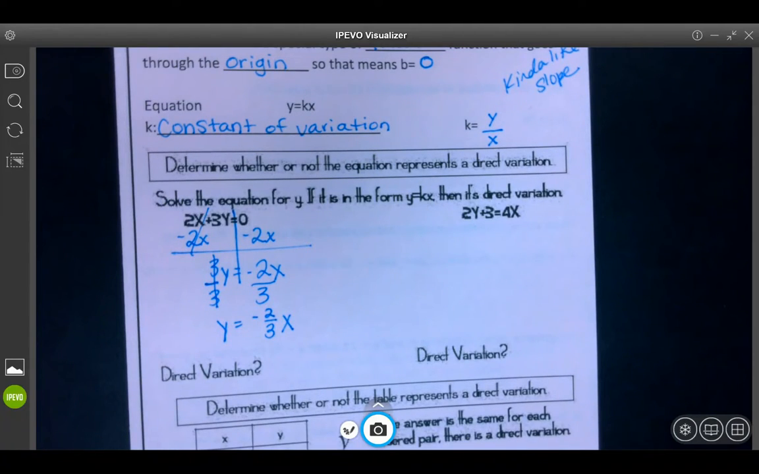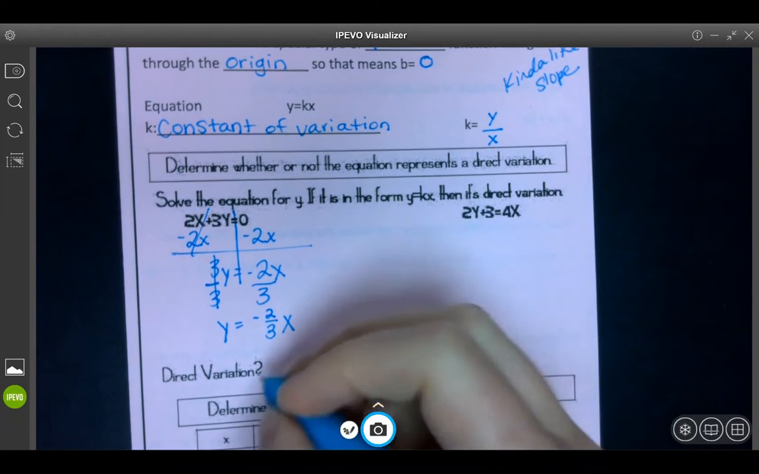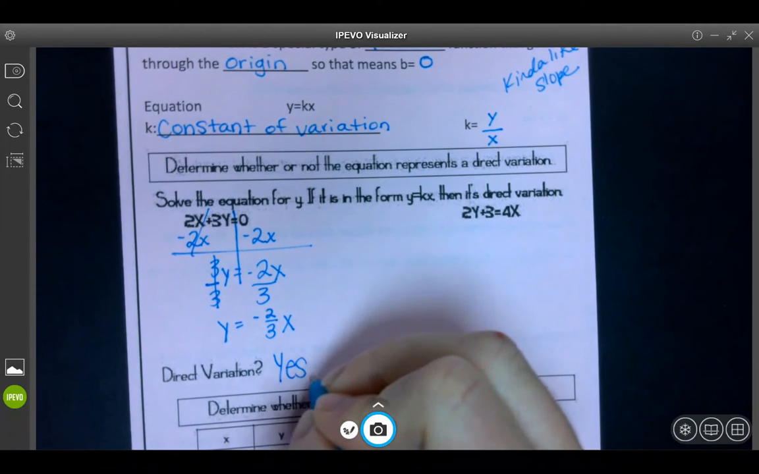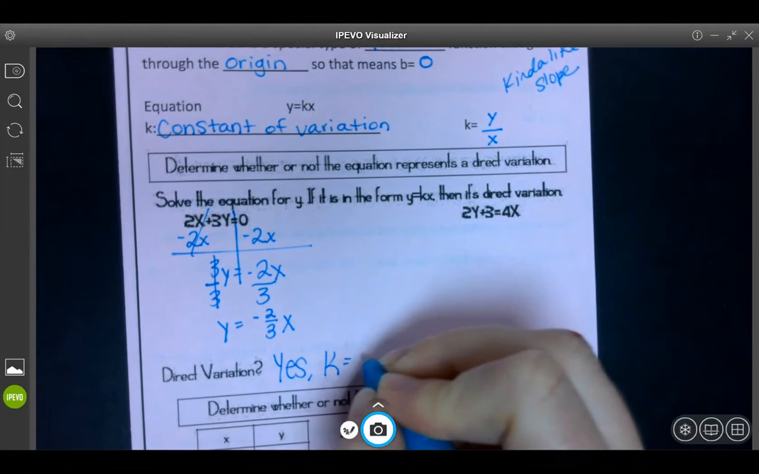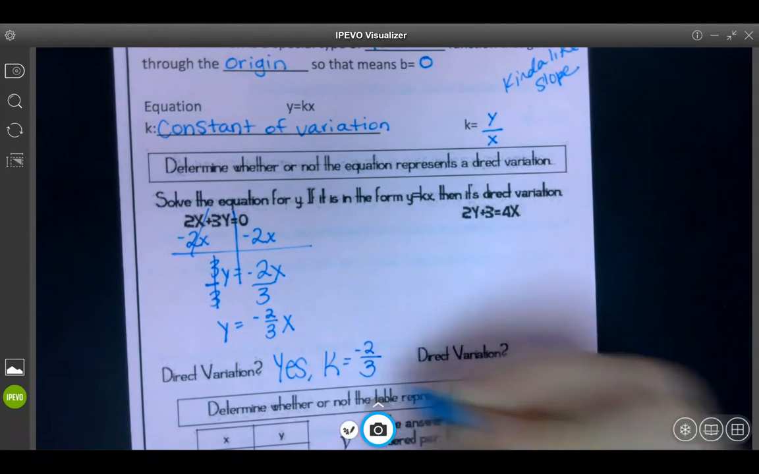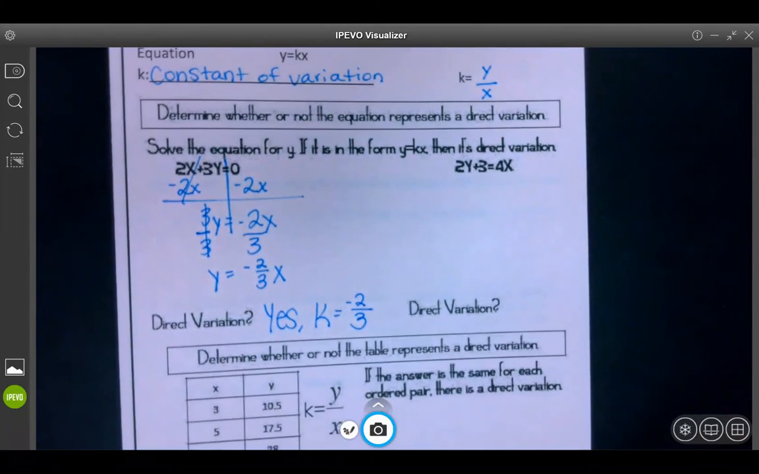negative 2 over 3 x. So for it to be a direct variation, it should just be a y equals kx. This is. It just has a value times x. So we're going to write yes. Then write k equals negative 2/3. So x and y are directly proportional to each other.